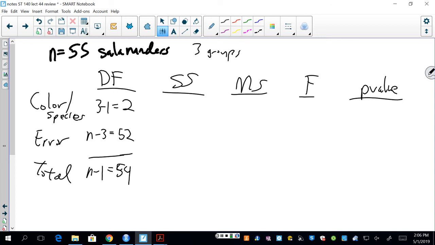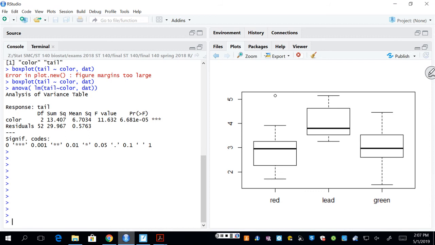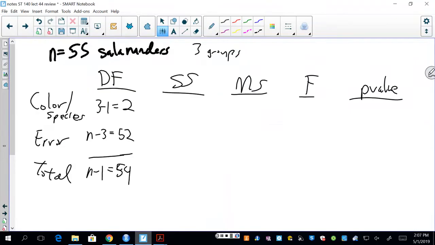Now, if I told you that the sum of squares is 13.4, right, I said this is 13.4 over here. What's the mean square over there? Mean squares are sum of squares over the degrees of freedom. So we'll take the 13.4 over 2, and that's 6.7.